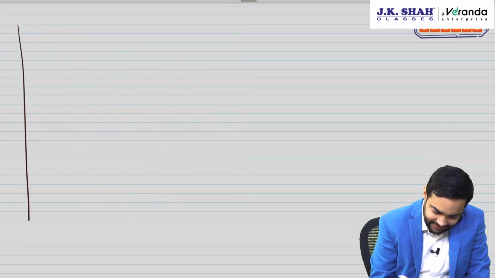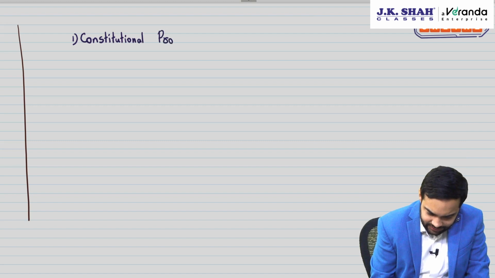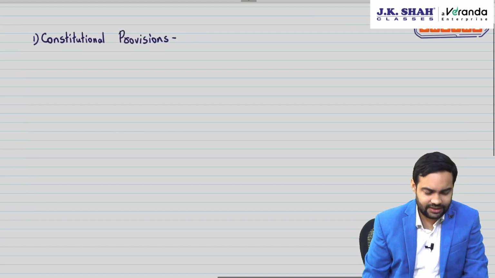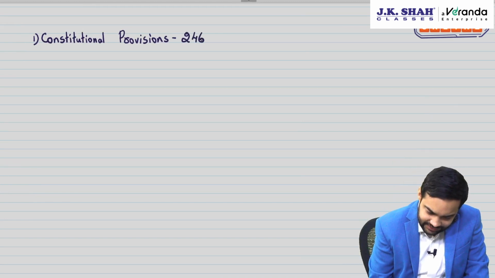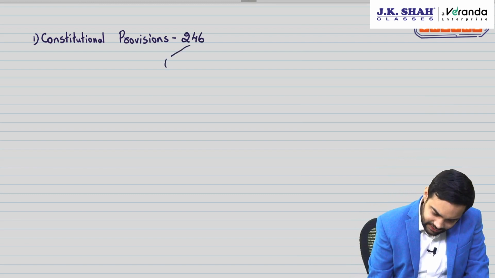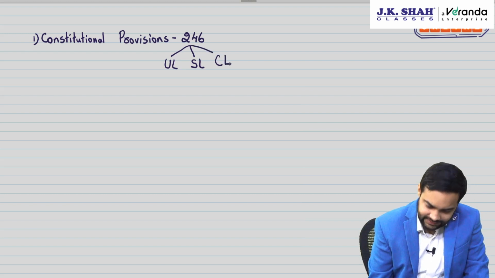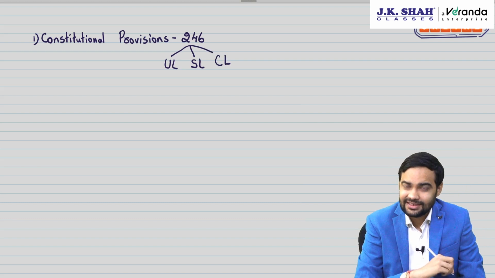First, we will start with constitutional provisions. Now, constitutional provisions, though you have only some part in your syllabus, it's important to know the basics of constitutional provisions. Like Article 246, which provides for 3 lists. Which lists are they? Union list, state list and concurrent list. But GST does not come from these 3 lists.